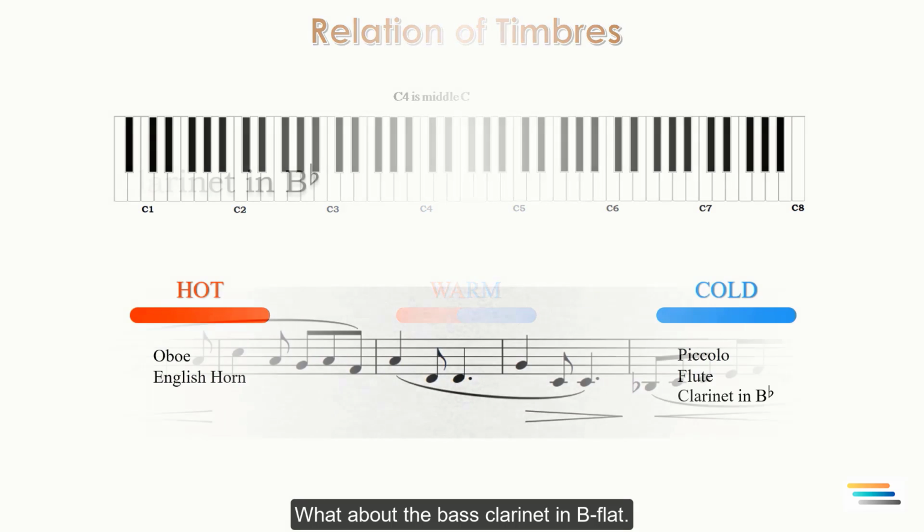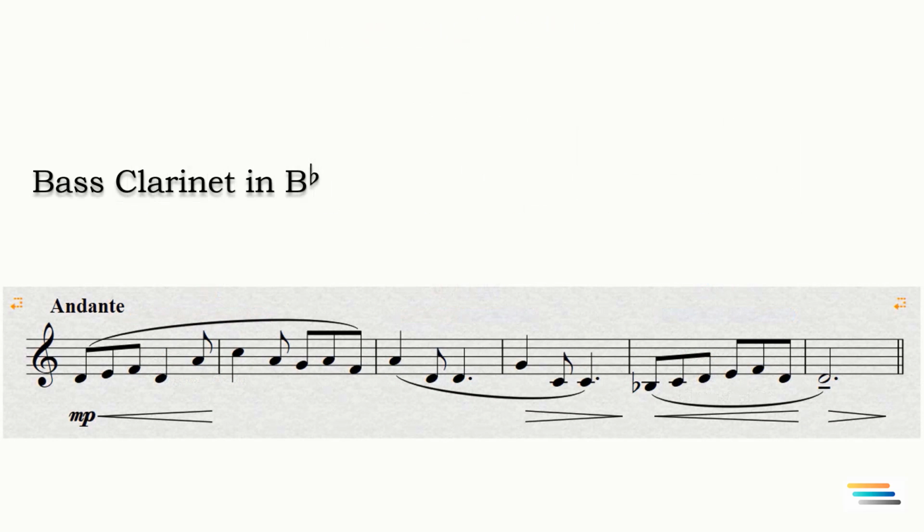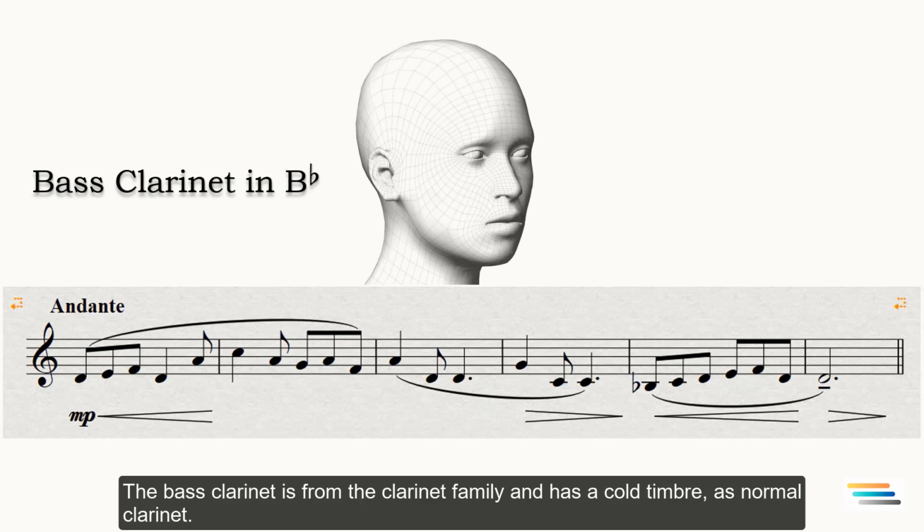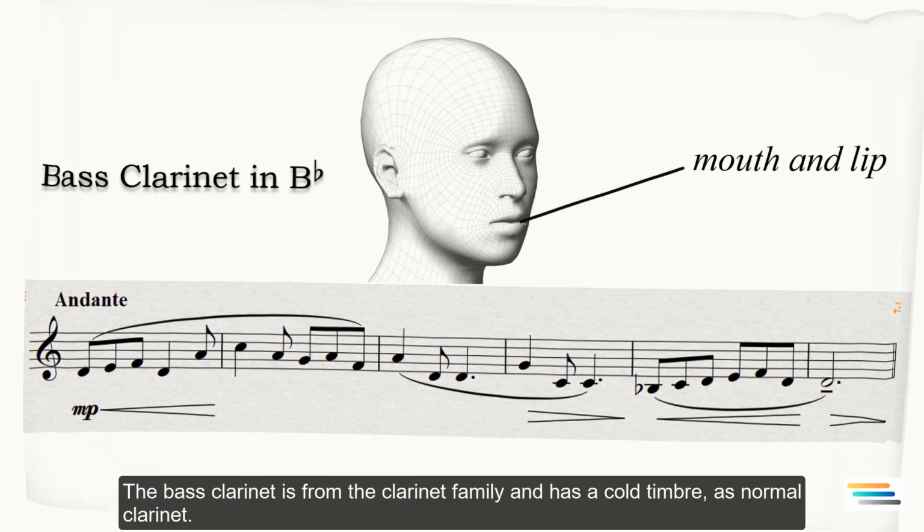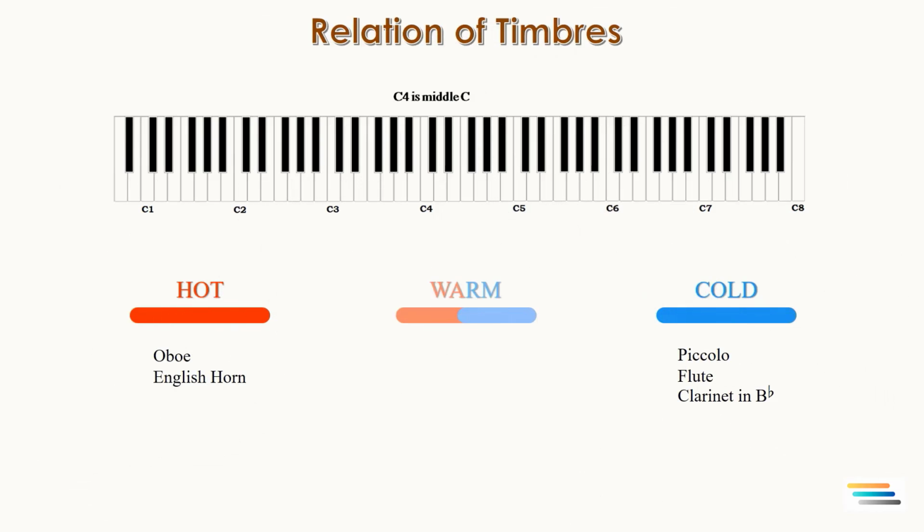What about the bass clarinet in B-flat? The bass clarinet is from the clarinet family and has a cold timbre as normal clarinet. I add it into a cold category.